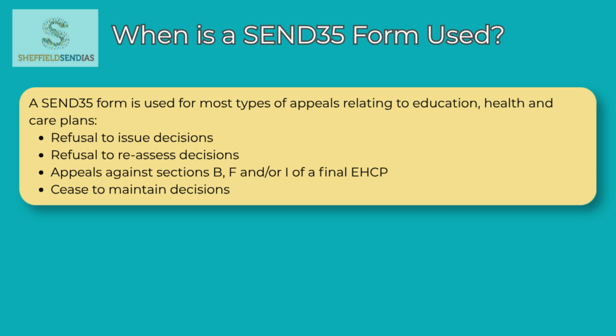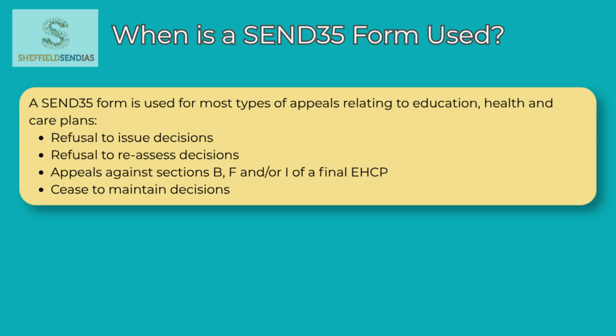A SEND35 form is used for most types of appeals relating to education, health and care plans. This includes refusal to issue decisions, where the local authority have agreed to conduct a needs assessment but then decide not to issue an EHCP. Refusal to reassess, where you have asked the local authority to do a reassessment of your child or young person's needs and they have refused. Appeals against Section B, Section F and/or Section I of a final EHCP.